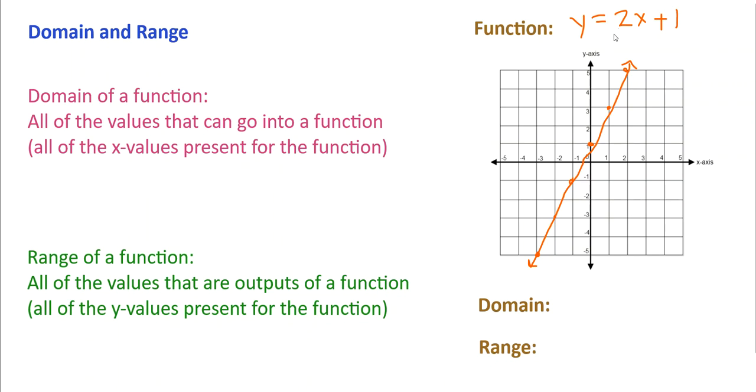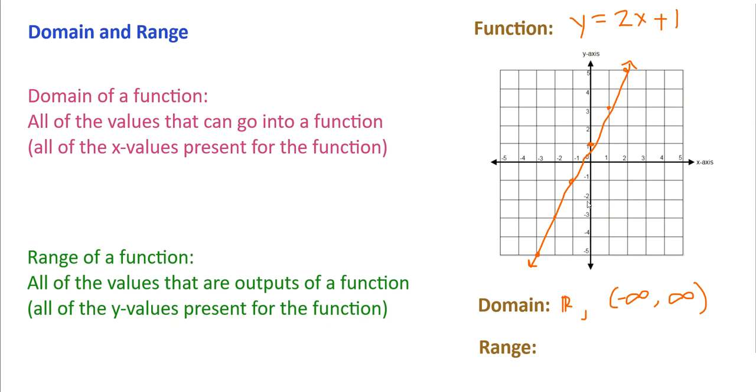And if I look at the actual equation, I can't think of any numbers I'm not allowed to plug in for x. So my domain for this linear function is all real numbers. You can write it like that, you can write out the words all real numbers, or you can use what's called interval notation, saying that you can go from negative infinity to positive infinity. And in interval notation, you always use parentheses around your infinity signs. Okay, so whatever you're comfortable with, there are different ways to write down your domain and your range.